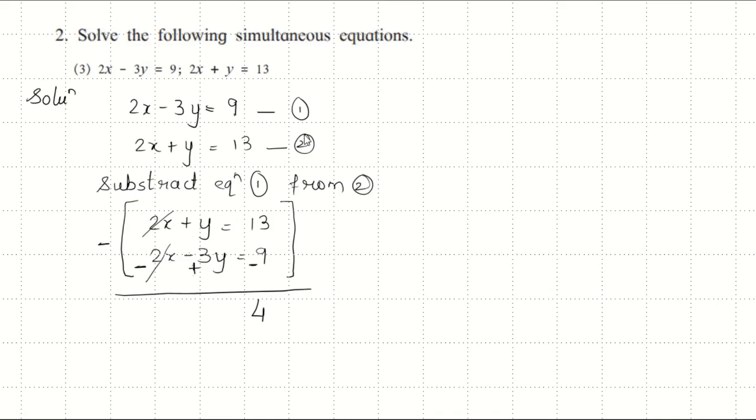Here y is alone, that means the coefficient of y is 1. So 1y plus 3y is 4y is equal to 4. Therefore y is equal to 4 upon 4. Here the value of y is 4 ones are 4, so we got the value of y as 1. Now put this y is equal to 1 in equation 2.